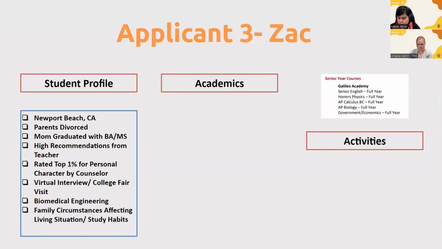Zach has also made contact with this university. He has participated in a virtual interview and also gone to their college fair visit. And his intended major of study is biomedical engineering. So Zach wants to be a biomedical engineer, and he's really interested in food science. So something that we learn about Zach in his essay and additional information section is that he has some atypical family circumstances.